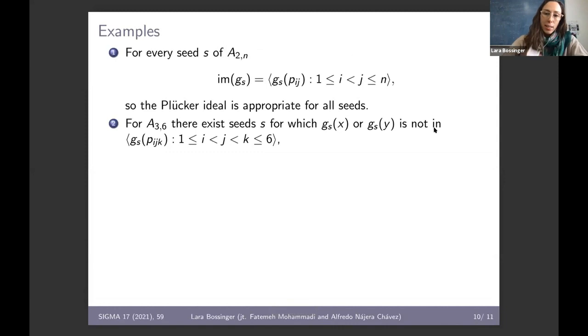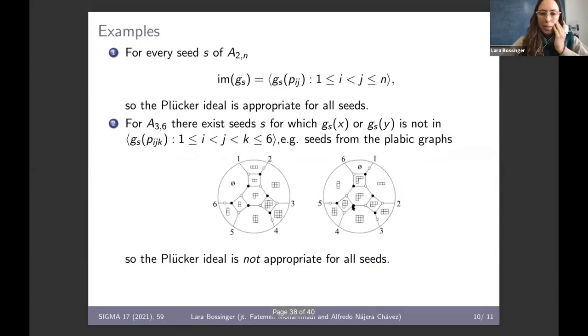For the Grassmannian Gr(3,6), as we have these two cluster variables x and y, it's not such a big surprise that you can find some seeds such that the G-vector of x and the G-vector of y do not lie in the semigroup generated by the G-vectors of Plücker coordinates. This picture I took from the paper of Rietsch and Williams. These are two plabic graphs that induce seeds that are exactly not appropriate in this sense. And these are the two where the flow valuation of Rietsch and Williams has a non-integral Newton-Okounkov body.